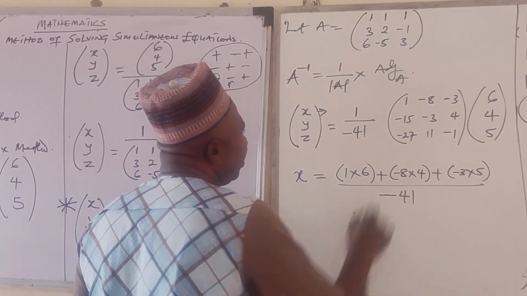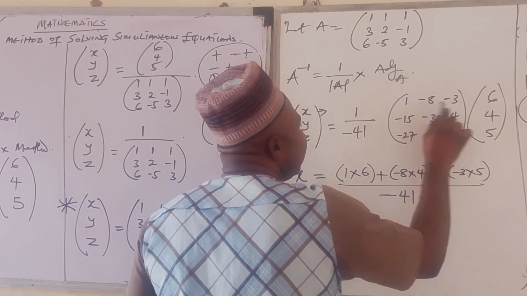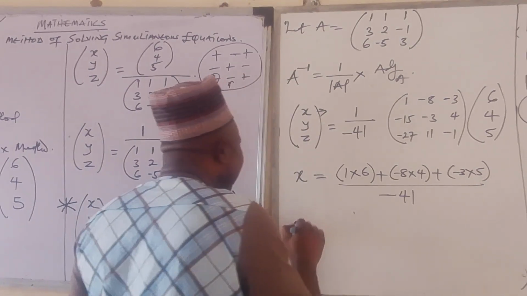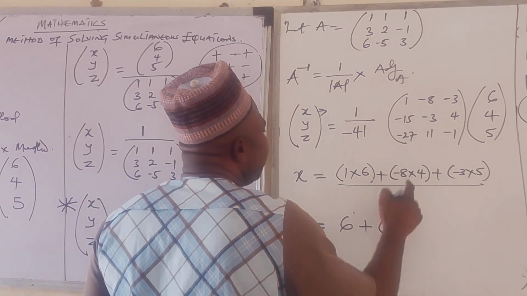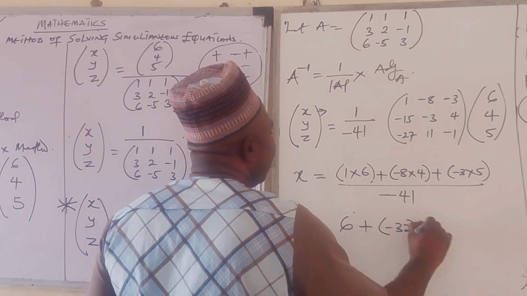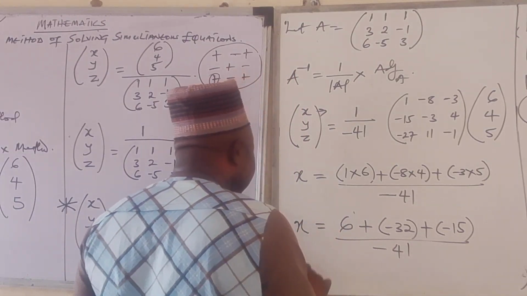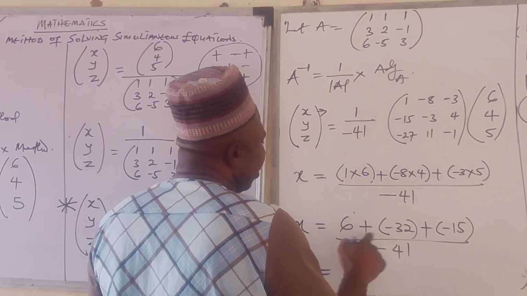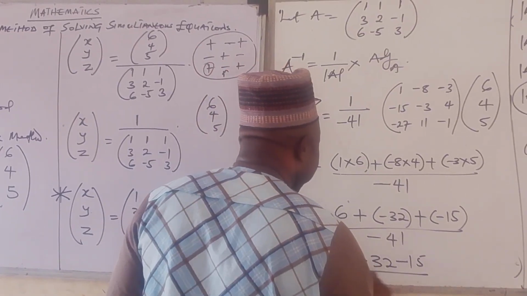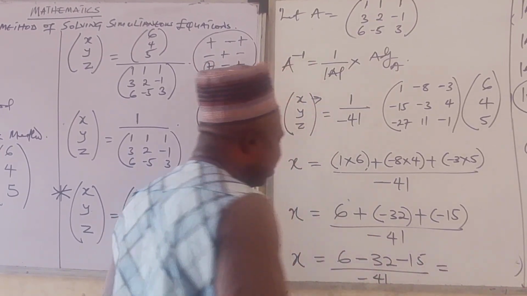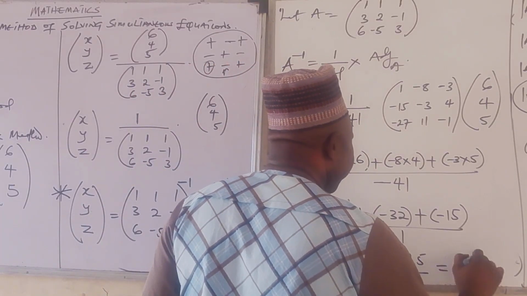Let's take it again. Remember we said multiplication is row by column. So it's this times this plus this times this plus this times this. So the value of our x will be equal to 1 times 6 is 6, plus, here we have minus 32, then plus, here we have minus 15, all over minus 41. So x is equal to 6 minus 32 minus 15 divided by minus 41. So that will give us, let's look at this, 6 minus 47.